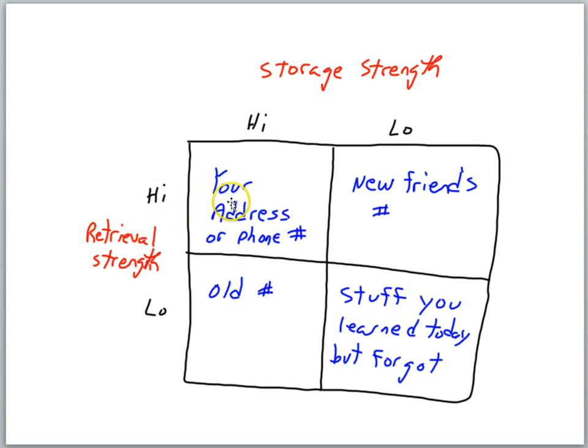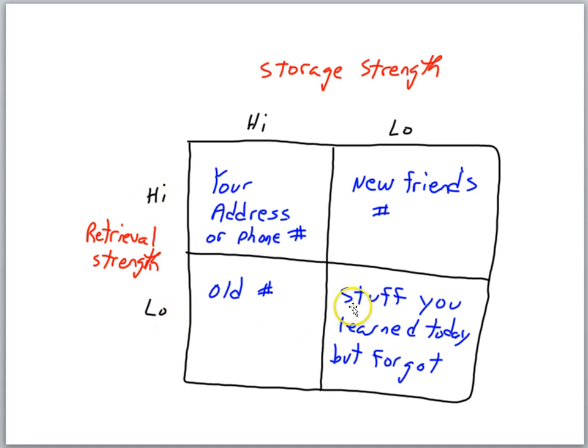By contrast, your old address or your phone number would have had high storage strength as well, but because you haven't used it in a while, it has low retrieval strength. But notice, if somebody reminds you of it, or you look it up, it quickly comes back to mind, and then you will have high retrieval strength again. So it had high storage strength, but because you didn't think about it for a while, you lost retrieval strength. And when you get reacquainted with that number, you can get to a point where you have high retrieval strength again.